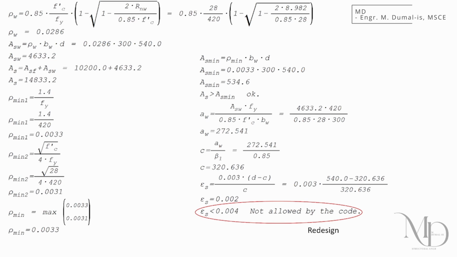At this point, we would typically explore a few possible options. We could choose to redesign the section as a doubly reinforced beam.